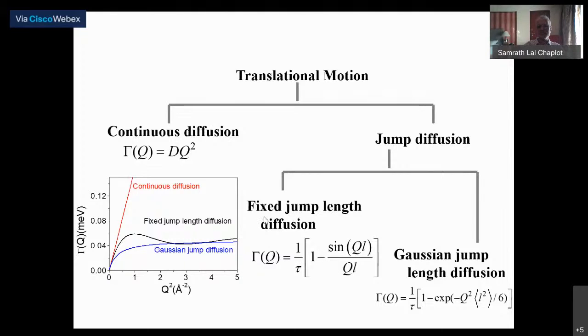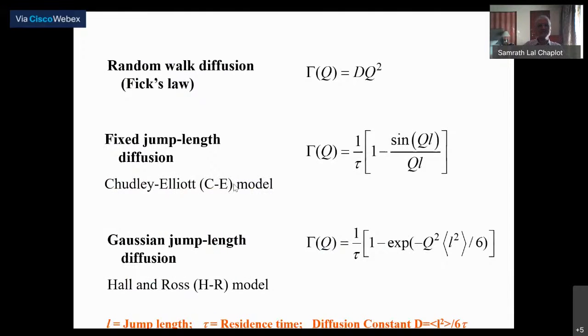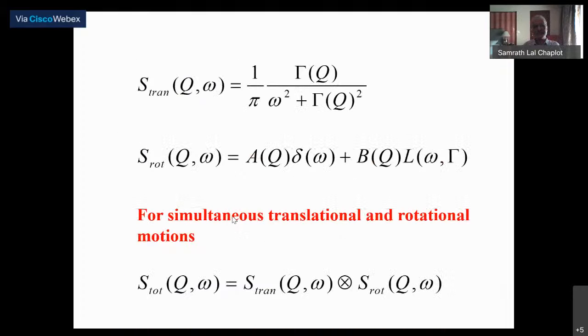On the other hand, if it's not a fixed jump length, but there is a Gaussian distribution of jump lengths involved, then the function is different. So these are different models. Typically, they have been named after people. The fixed jump length model was put up by Chudley and Elliott, so that's called the Chudley-Elliott model. The Gaussian jump length model is the Hall and Ross model. Random Brownian diffusion is just a fixed law that we know. So these are simple models that have been in the literature for a long time.